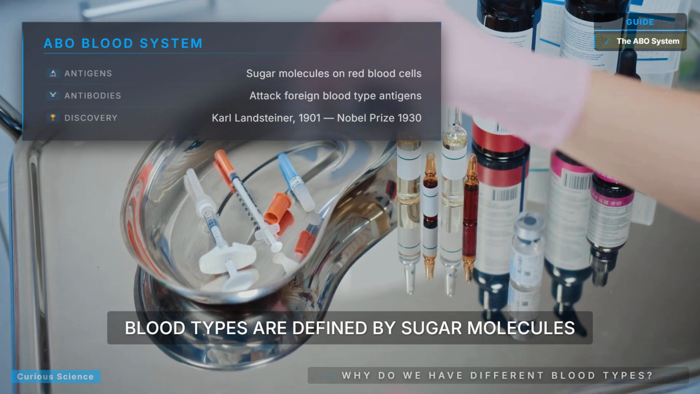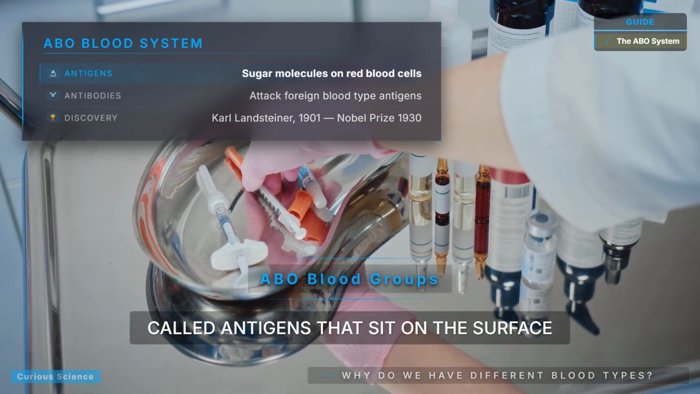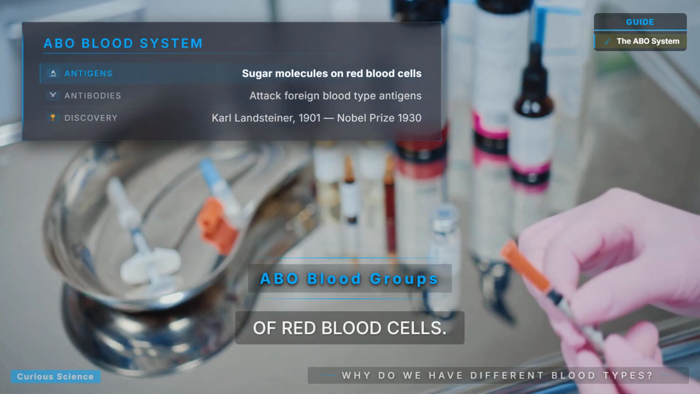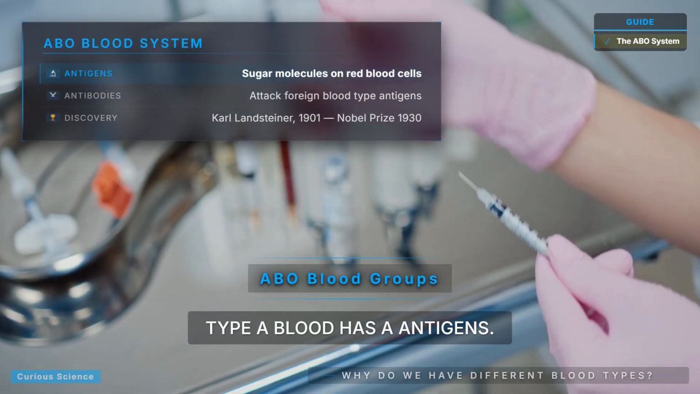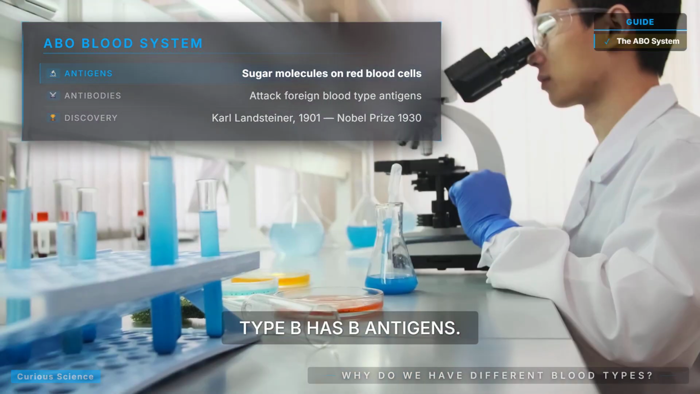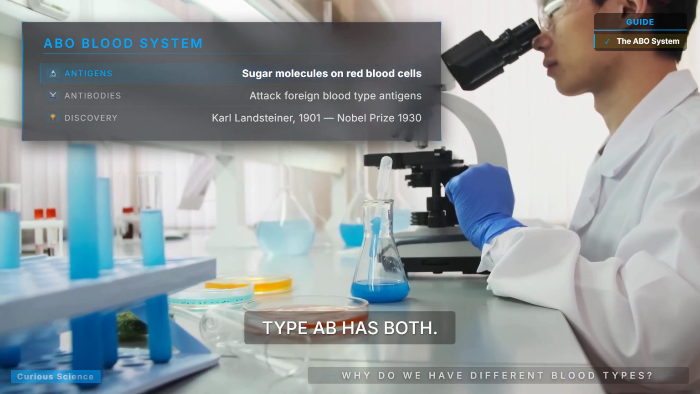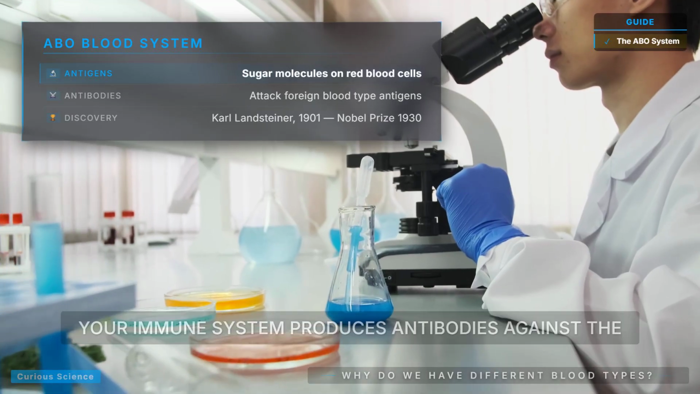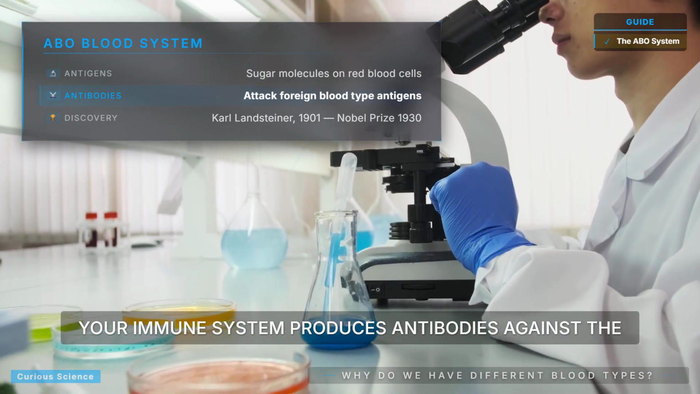Blood types are defined by sugar molecules called antigens that sit on the surface of red blood cells. Type A blood has A antigens. Type B has B antigens. Type AB has both. Type O has neither. Your immune system produces antibodies against the antigens you do not have.